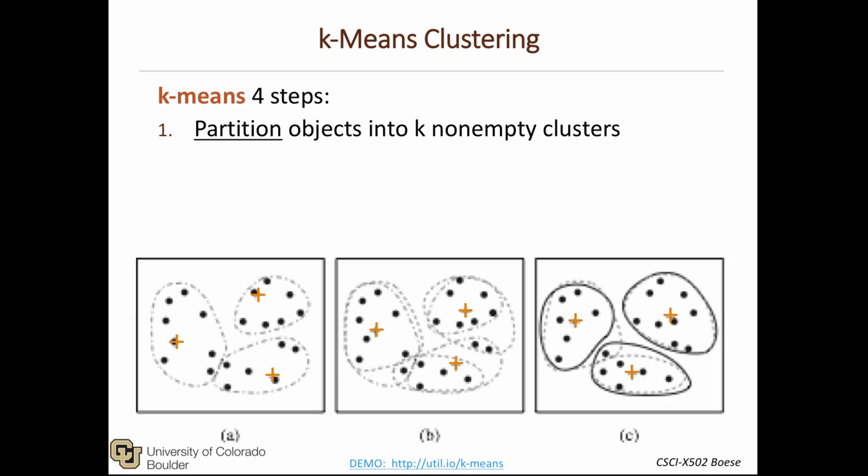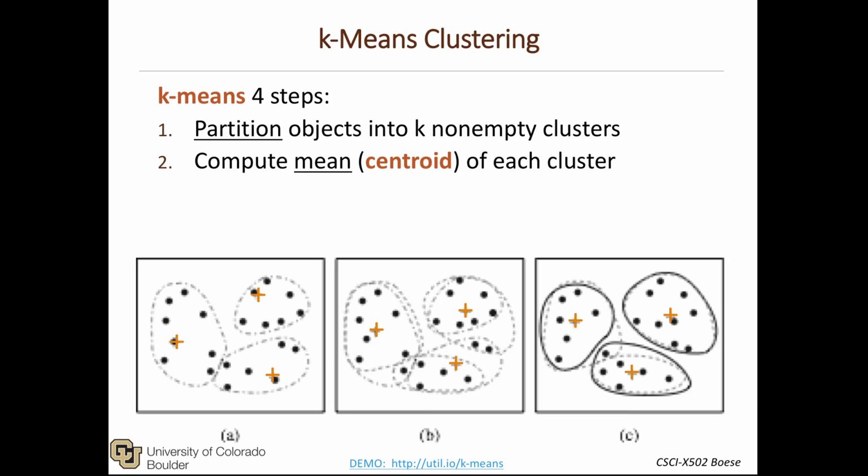The k-means algorithm has 4 steps. First, you want to partition your objects into k clusters. So you divide up your objects and just pick at random k centroids. You can use your domain knowledge to help in that initial assignment of the centroids. Then you assign the objects to the closest cluster, and then compute the mean, the centroid, of each cluster.